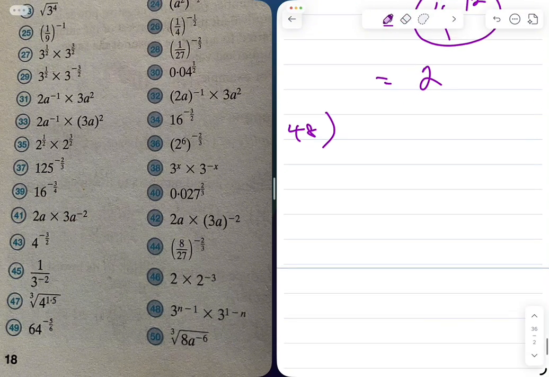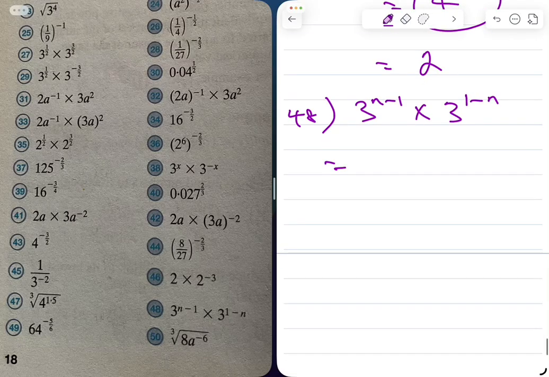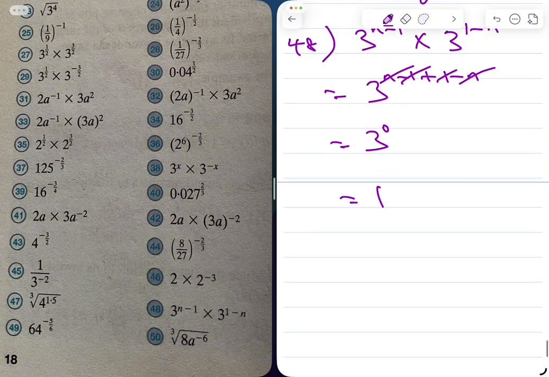Now 48. That's 3 raised to the power n minus 1 times 3 raised to the power n minus 1 times 3 raised to the power 1 minus n. That is equal to 3 raised to the power n minus 1 plus 1 minus n. And that simply means 3 raised to the power n minus n is 0, minus 1 plus 1 is 0. That's 3 raised to the power 0, and that's equal to 1.